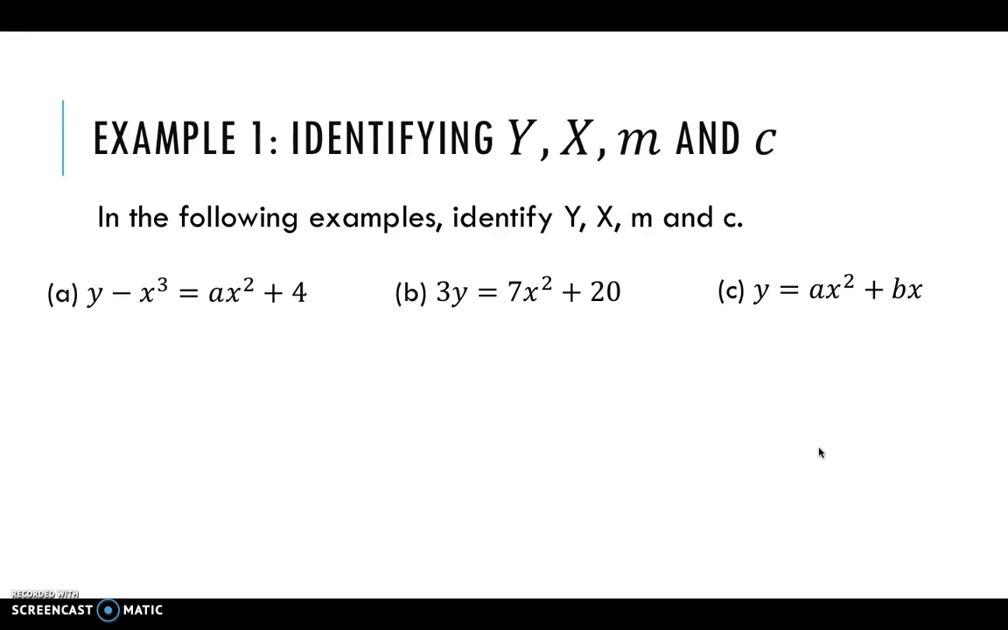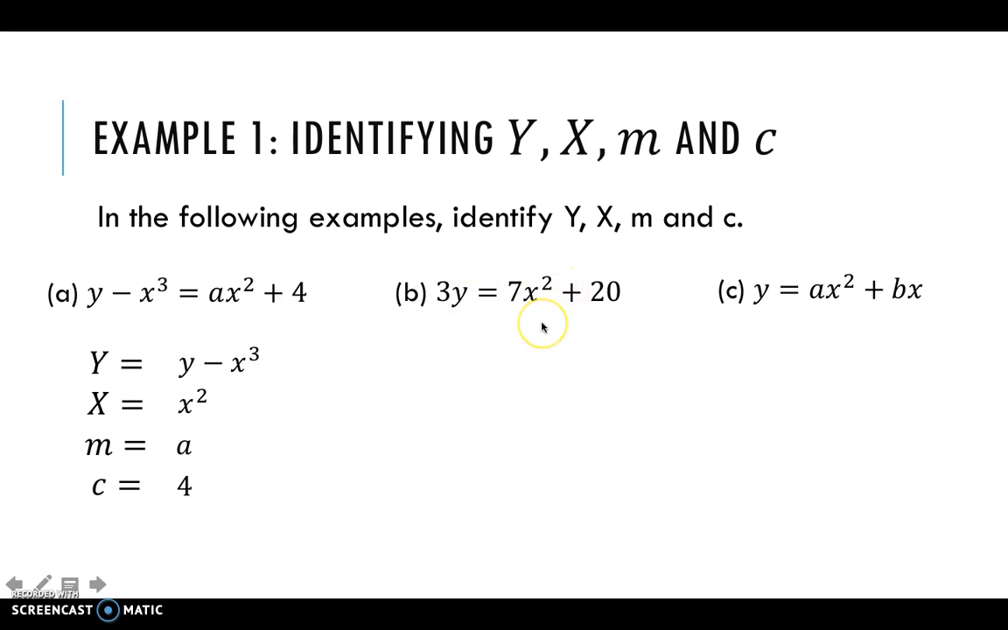Okay, so let's take a look at part A. I think in part A it's pretty obvious that big Y is actually Y minus X cubed, big X is X squared, M is the gradient, which is A, and C is 4. Okay, notice, how do I know I'm correct? Okay, let's check. Is Y in terms of X and Y only? Yes, there is no A, there is no constant in there. How about X squared? Same. Gradient is simply just a constant. C is equal to 4, which is a constant. So that is correct. Now let's take a look at the next example.